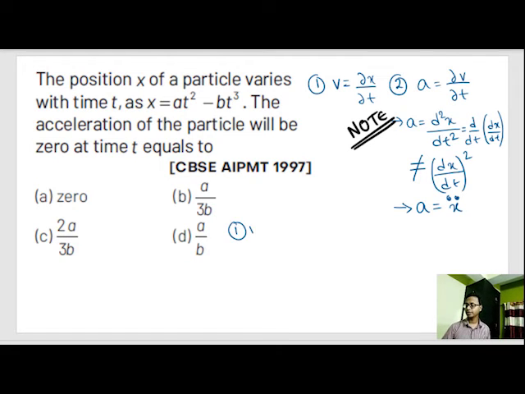Our velocity is given as 2at minus 3bt square. This is our velocity. We obtained it by differentiating at square minus bt cube. At square becomes 2at and minus bt cube becomes minus 3bt square. Now similarly, acceleration is obtained by differentiating this equation.